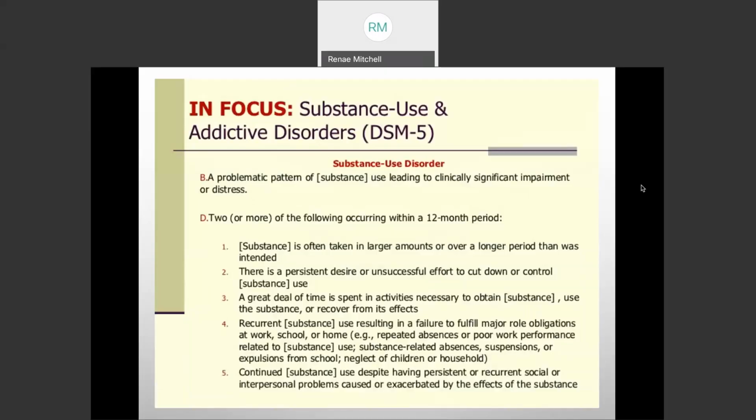So just to highlight some elements of the DSM definition of substance use disorder. Again, this is a problem with the use of substances that's causing impairment or distress. So it's having a negative impact on functioning, or it's distressing to the individual. And there needs to be this element of compulsion or feeling out of control with the use. These criteria are different ways that the drug use can be out of control.